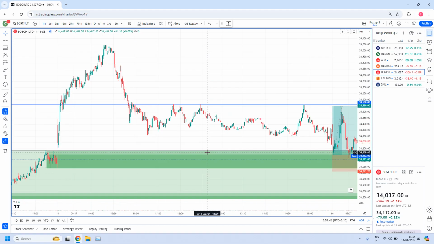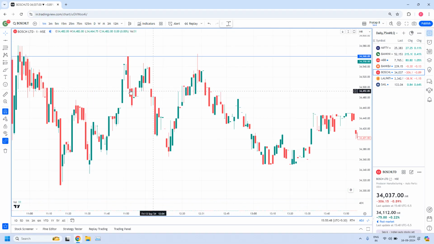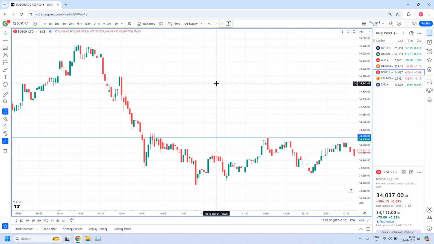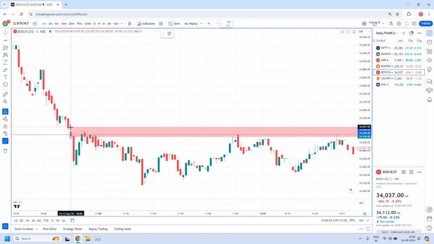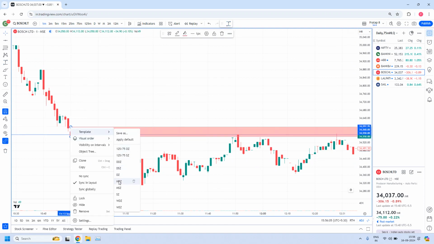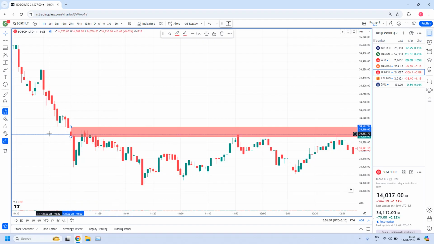Here I have found a very excellent drop-base-drop zone on the 1 minute chart. You have a drop, a base candle, and then another leg-out candle, a high explosive leg-out candle. Then I have drawn a zone like this. Just remove this horizontal line.